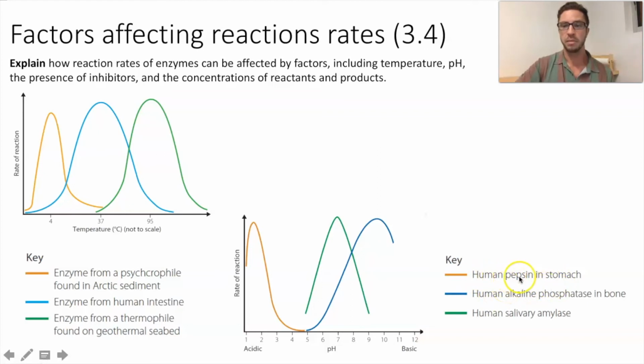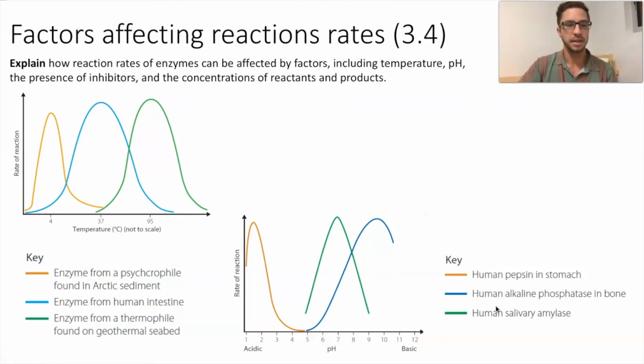So human pepsin in the stomach, where we know it's extremely acidic, there's hydrochloric acid being produced, operates in the very acidic range. That makes sense. Whereas the blue line represents in our bone, where it's actually quite an alkaline environment, and the human salivary enzyme amylase, which breaks down what we chew and what we eat, it has its optimum pH range of about 7. So it depends on the environment what the optimum range is.